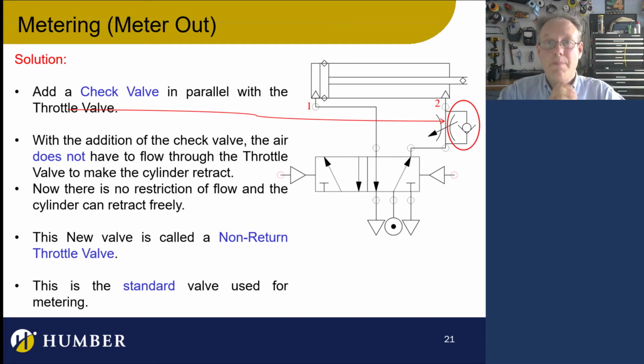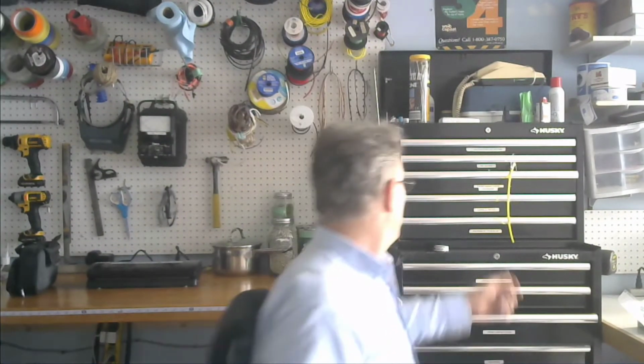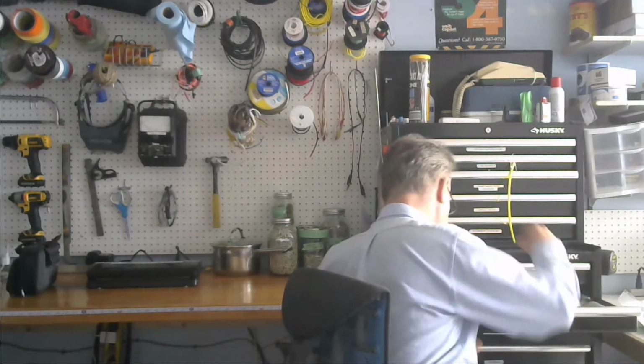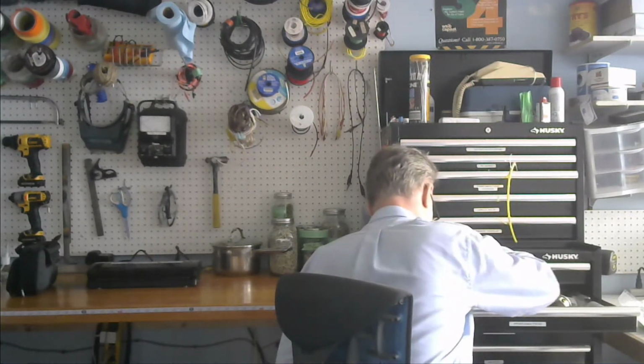So whenever we meter a cylinder, we're controlling its speed, and we always meter out in pneumatics, and we use a metering valve, which is a non-return throttle valve in application. I was going to show it to you, but I lost it. There it is. Non-return throttle valve in application. Often these are actually just screwed right into the side of the cylinder, although we do have inline metering valves as well, and they look like this.